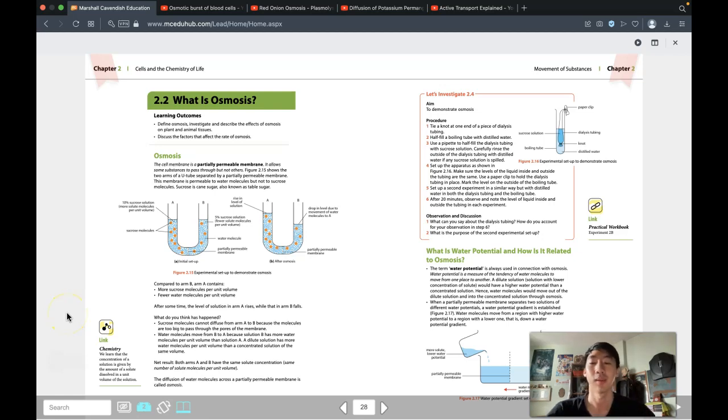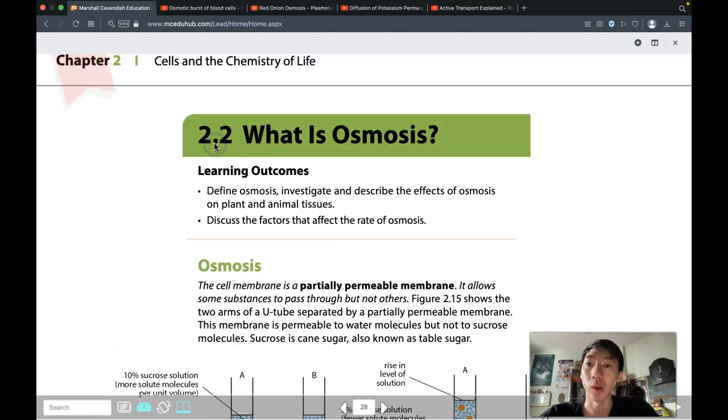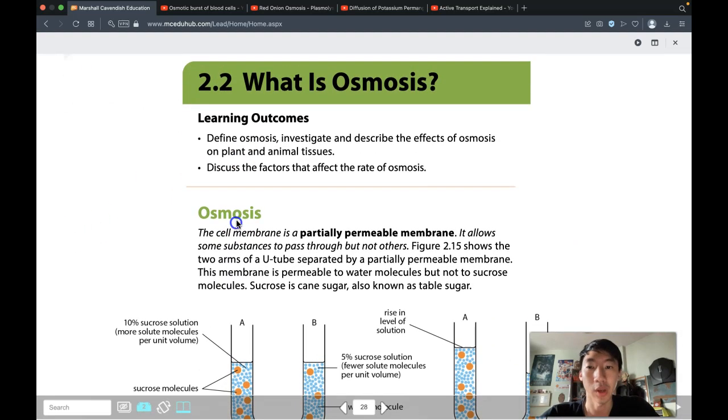Hello, it's me again. Alright, so let's jump right back in. So in this part of the lesson, we are going to learn about osmosis. The learning outcomes: define osmosis, investigate and describe the effects of osmosis on plant and animal tissues. Discuss the factors that affect the rate of osmosis.